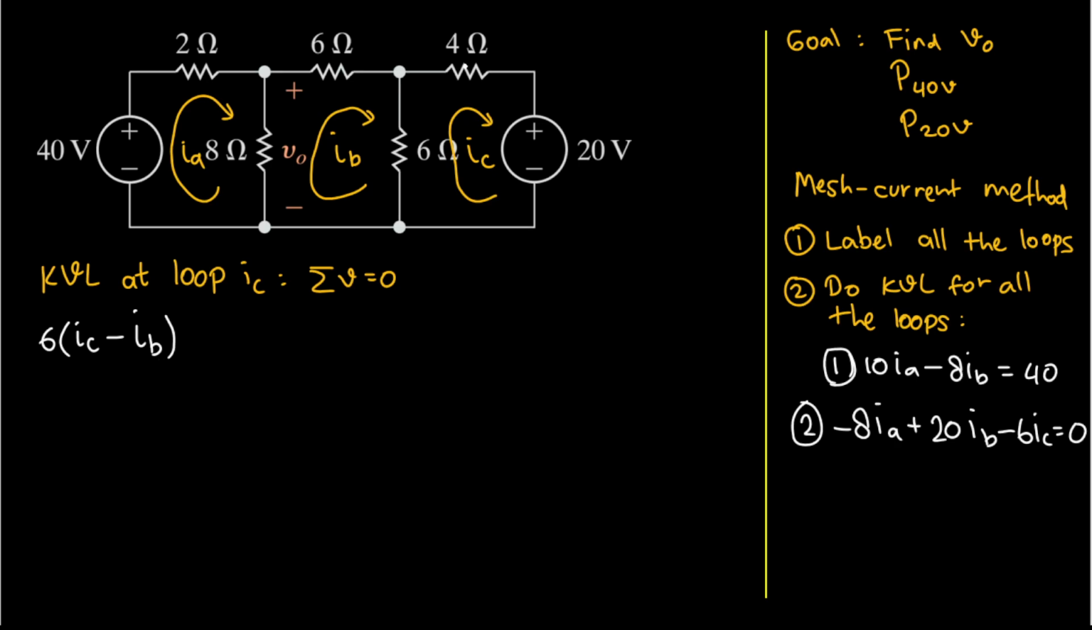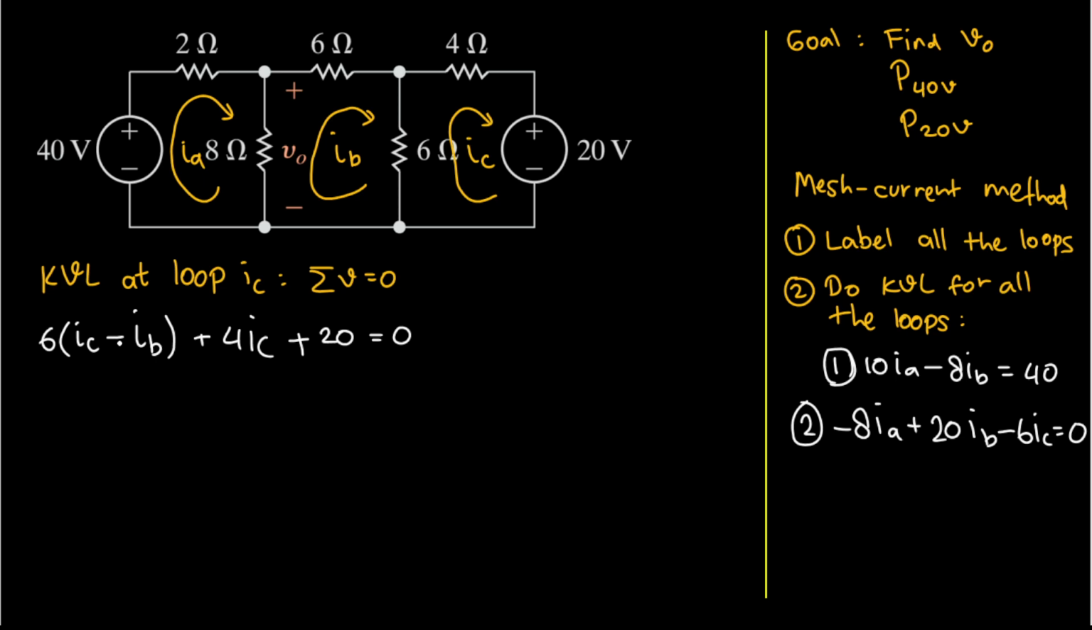Okay, and then let's move on to that 4 ohm resistor. The only current that passes through it is IC, so I'll have 4 IC. And here the current is flowing from the positive terminal, so we will have a positive sign here. And the voltage here is 20. We don't need to do anything because we already have the voltage. So we will have 20 here, and all of that will equal 0.